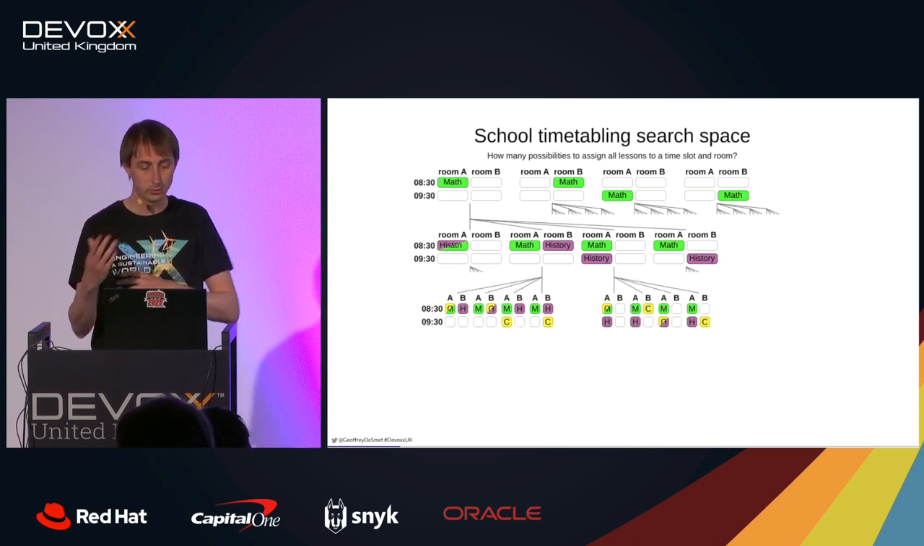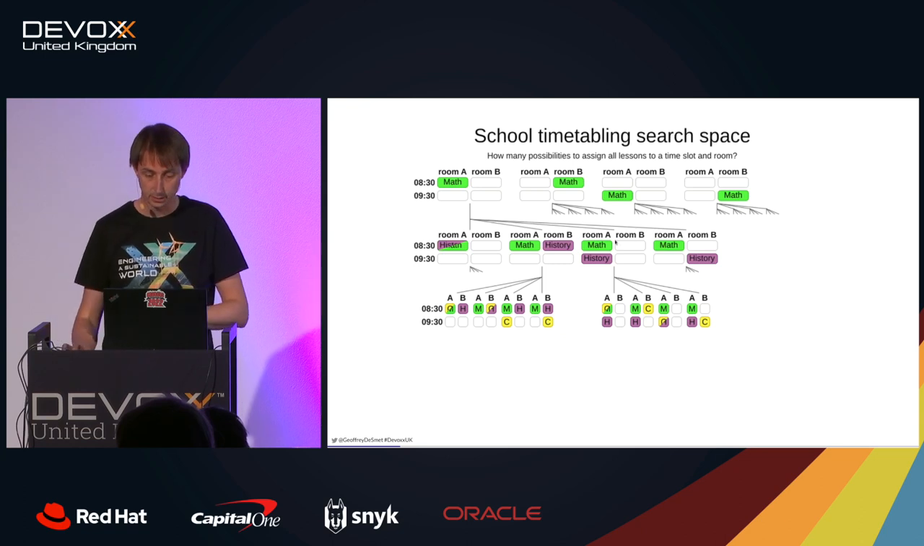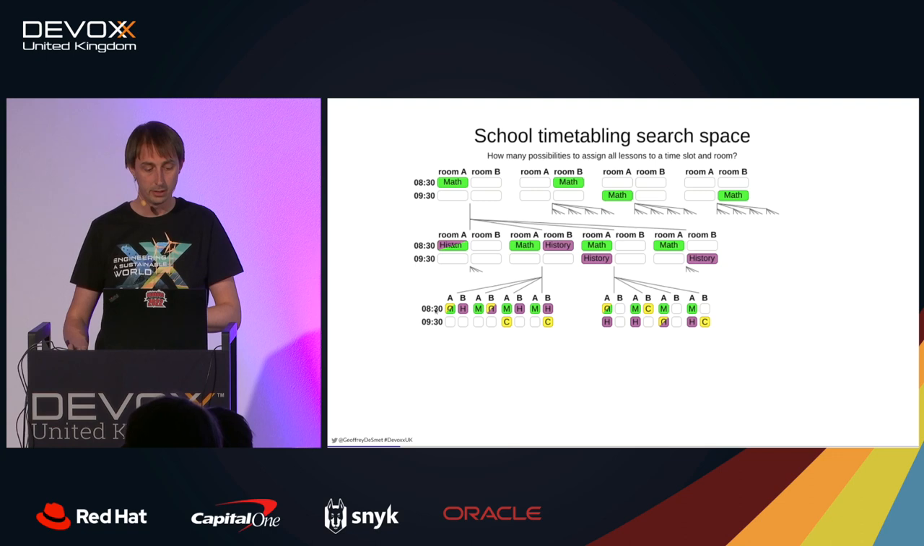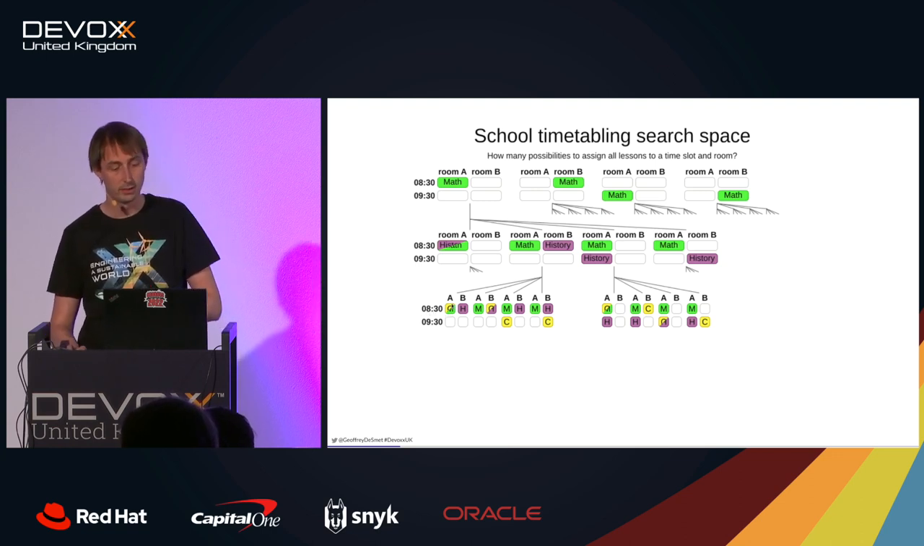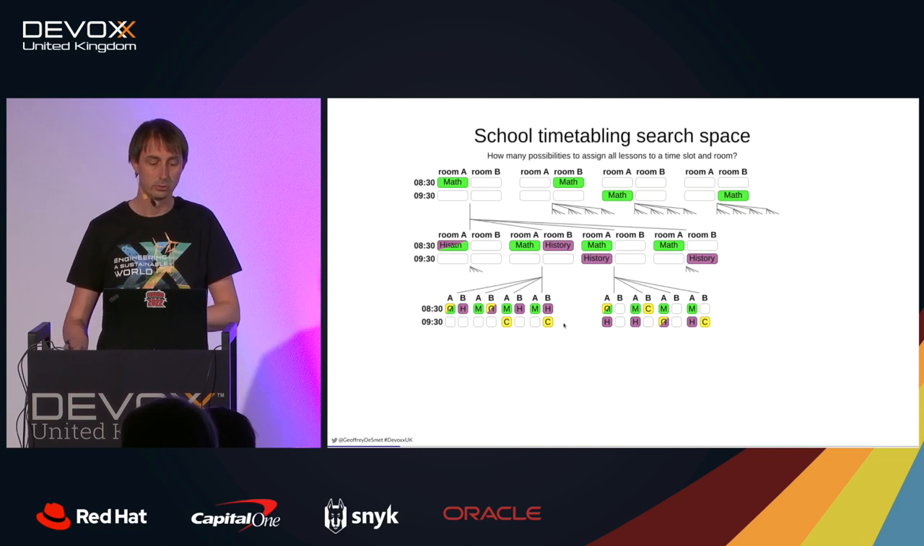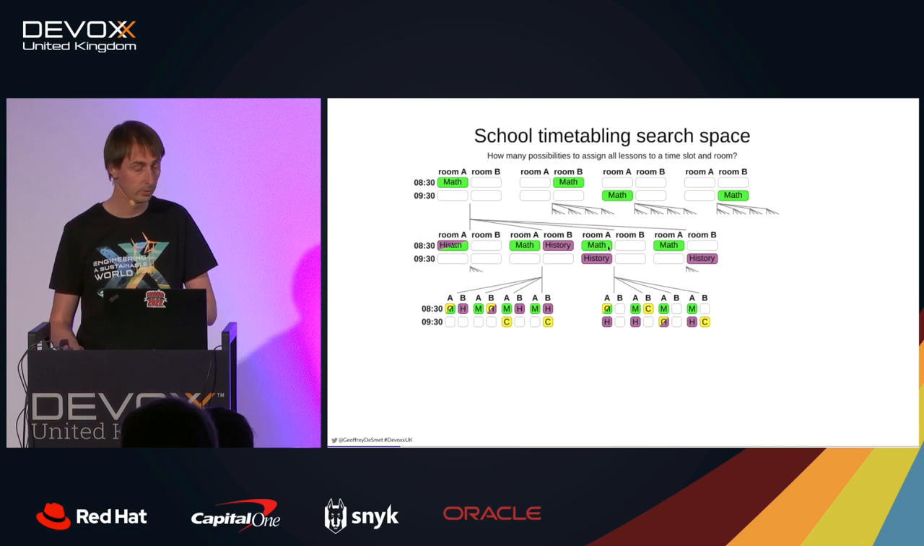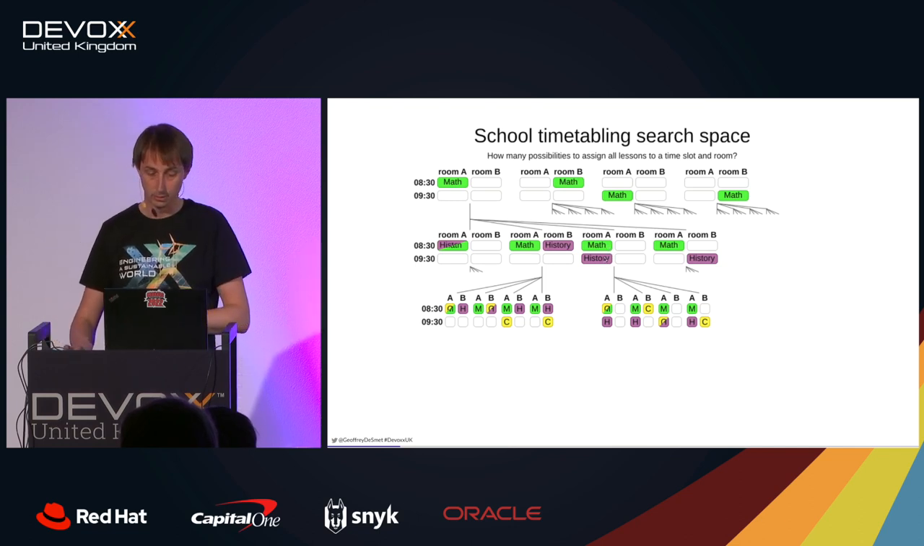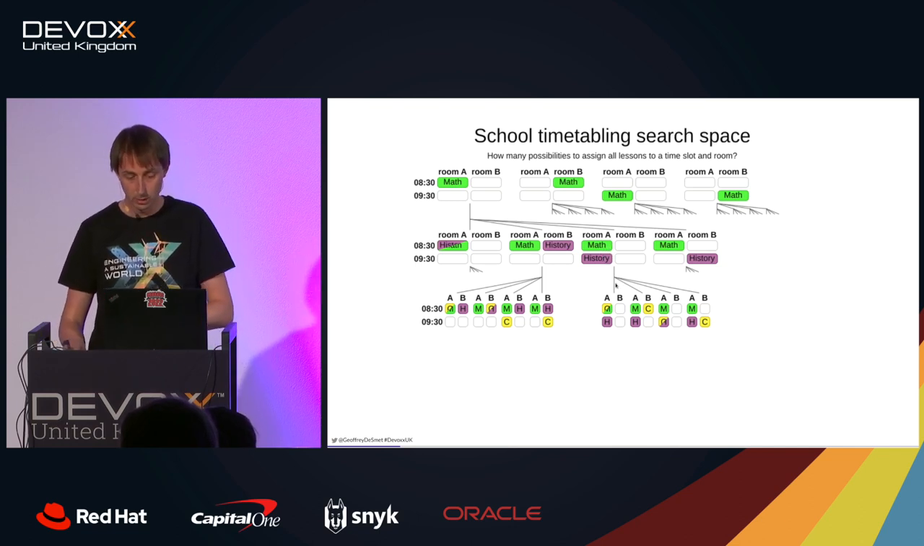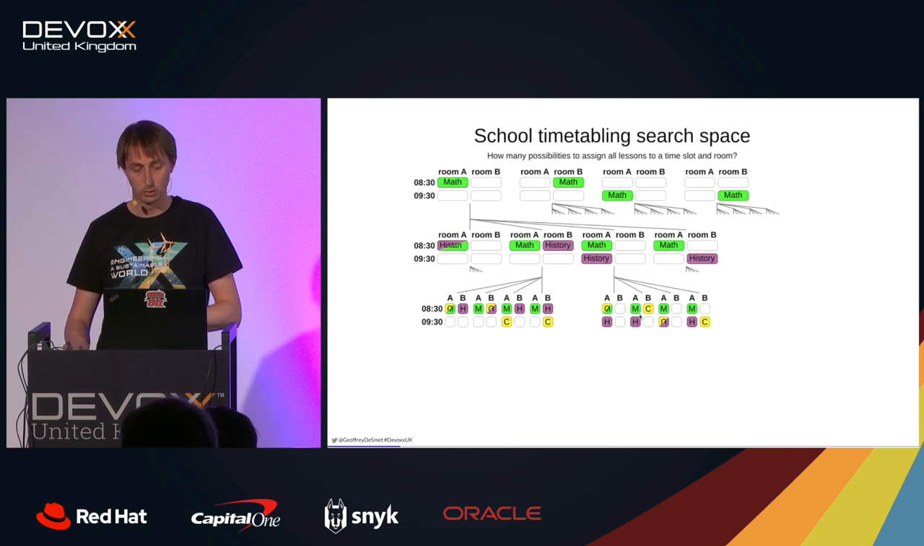Then, of course, if we try the third lesson, and I've chosen to break this branch out and this branch out, you can see here we assign the chemistry lesson. We could assign it again to the first slot, second slot, third slot, fourth slot. Or if we had gone with this case where math was at 8:30 and history was in the same room, we could then go through and again put chemistry in those four options.